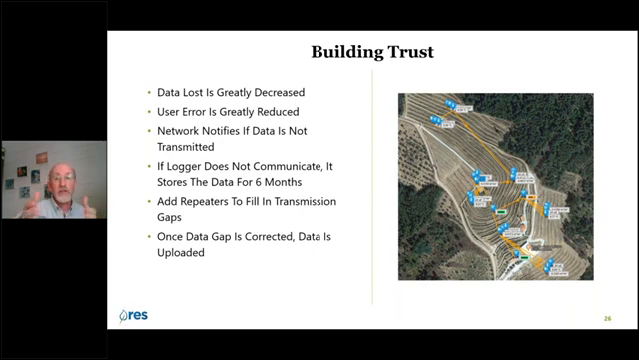And as Mamadou had mentioned, if we put everything out there and we find that a sensor is not connecting reliably, we can throw a repeater out there. And you can do this during deployment because you can see the mesh network forming. And so it's things that we can address pretty quickly. Once that data gap is corrected, then the data is uploaded.